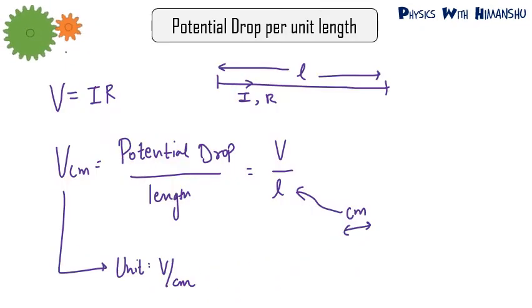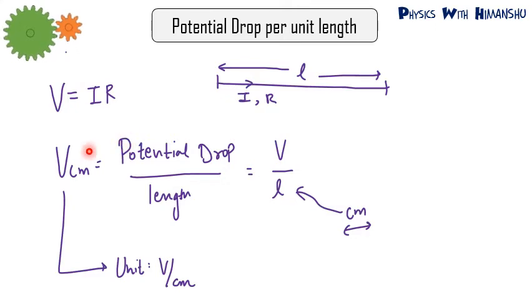Okay, so what is potential drop per unit length? Suppose we have a wire of resistance R and length L, and current I is flowing through it. So potential drop in this wire will be I into R. Due to Ohm's law, V will be equal to I into R.